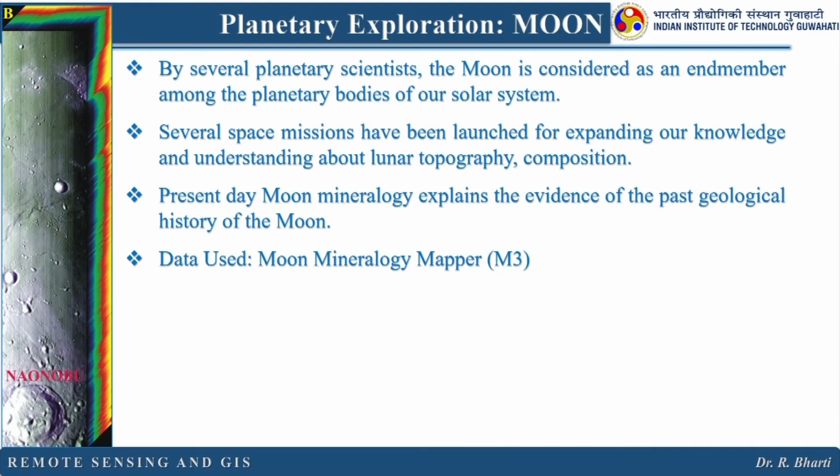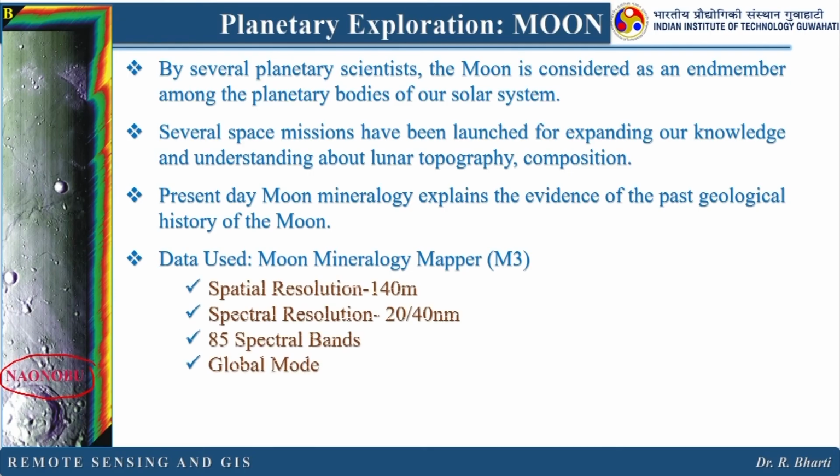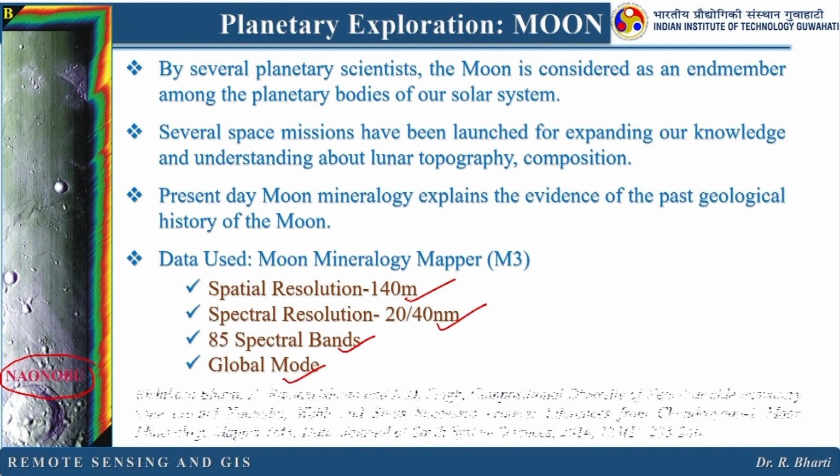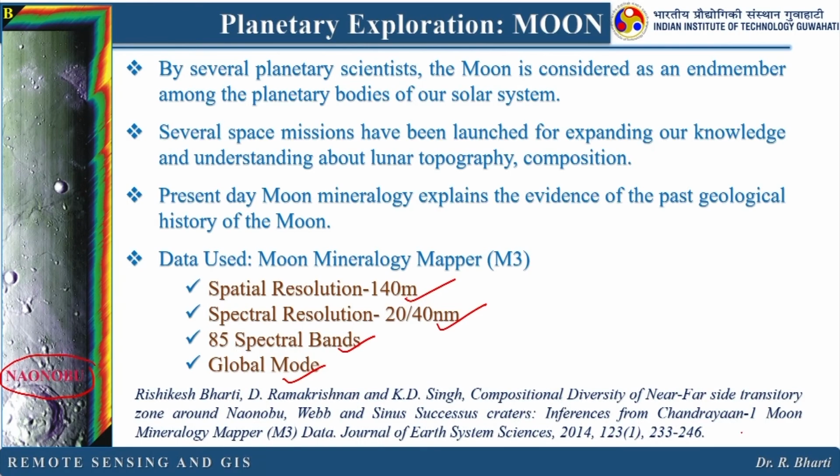This is an M-cube hypercube, right? And this is for this particular area which is known as Naunobo. Here I have used the M-cube data of global mode, where I had 85 spectral bands, the spatial resolution was 140 meters, and the spectral resolution was 20 or 40 nanometers, right? And this work is also published, you can refer to that for more detail.